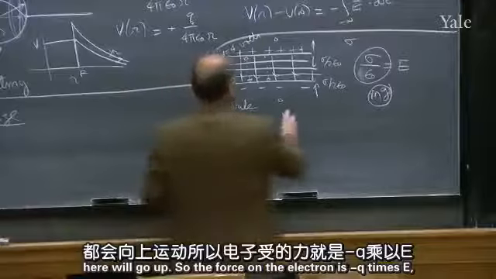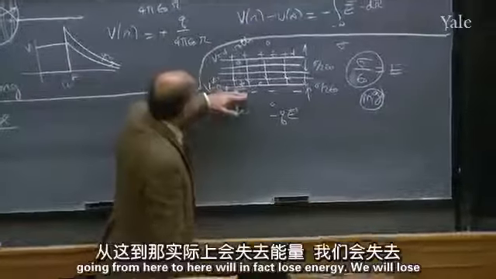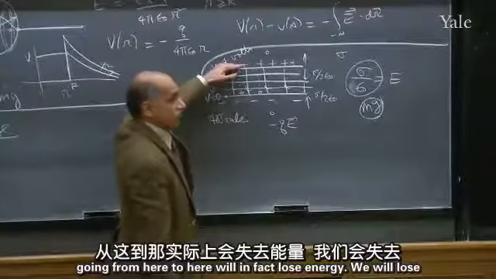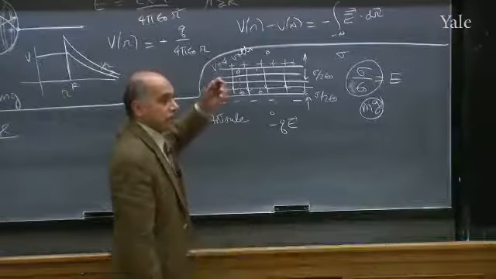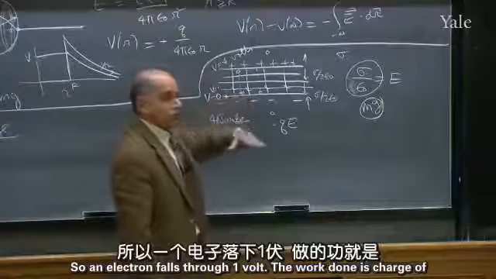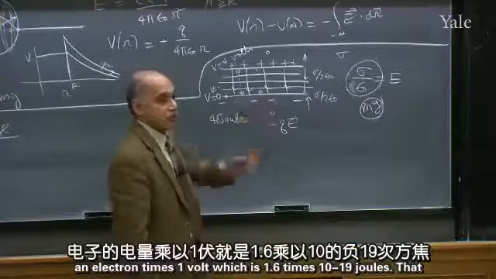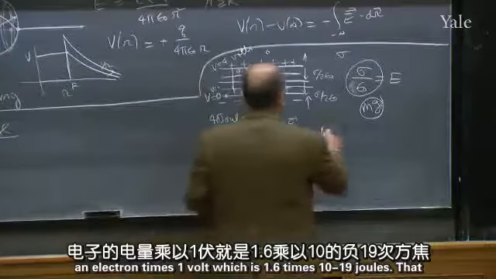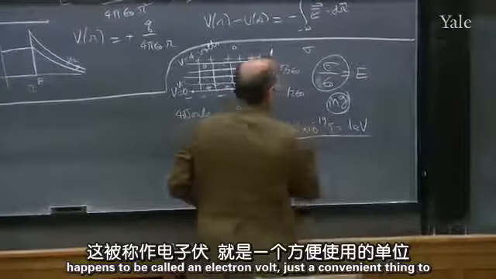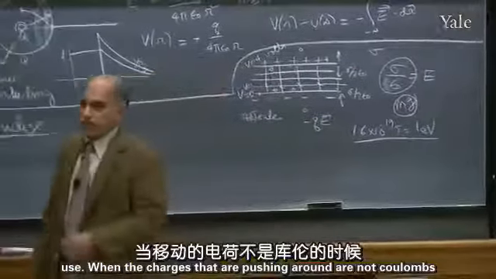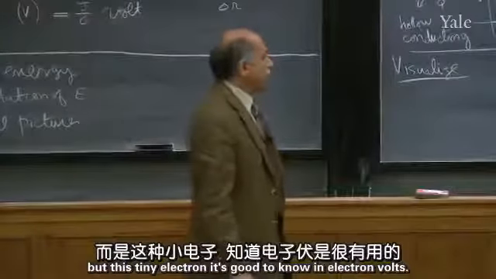So the force on the electron is minus Q times E. So everything's got a minus sign. So an electron going from here to here will in fact lose potential energy, and it will gain and turn into kinetic energy. So an electron falls through 1 volt. The work done is charge of an electron times 1 volt, which is 1.6 times 10 to the minus 19 joules. That happens to be called an electron volt, just a convenient thing to use when the charges you're pushing around are not coulombs, but this tiny electron.